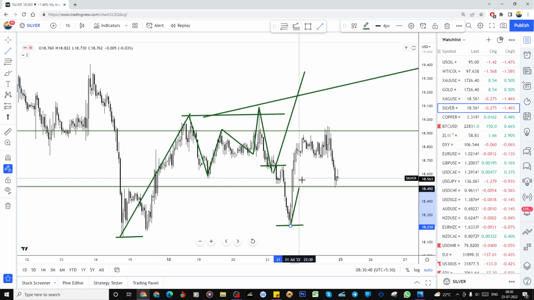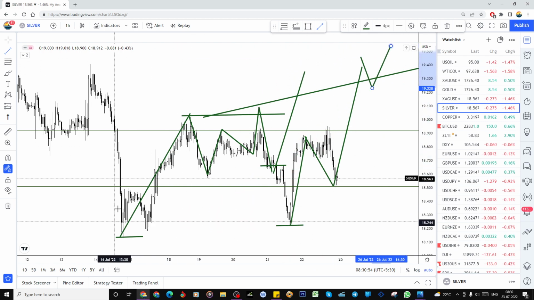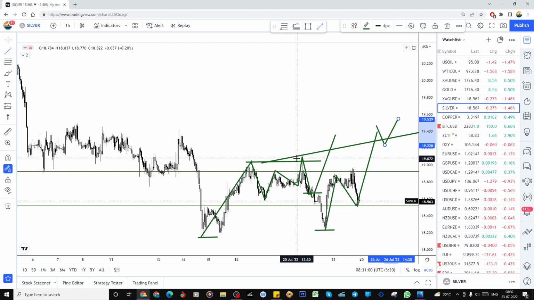But later on, it bounced. So I'm still expecting this one. Either this is a 1 2 3 4 5 or ABC, or it could be WXABC. So still I'm expecting this one.